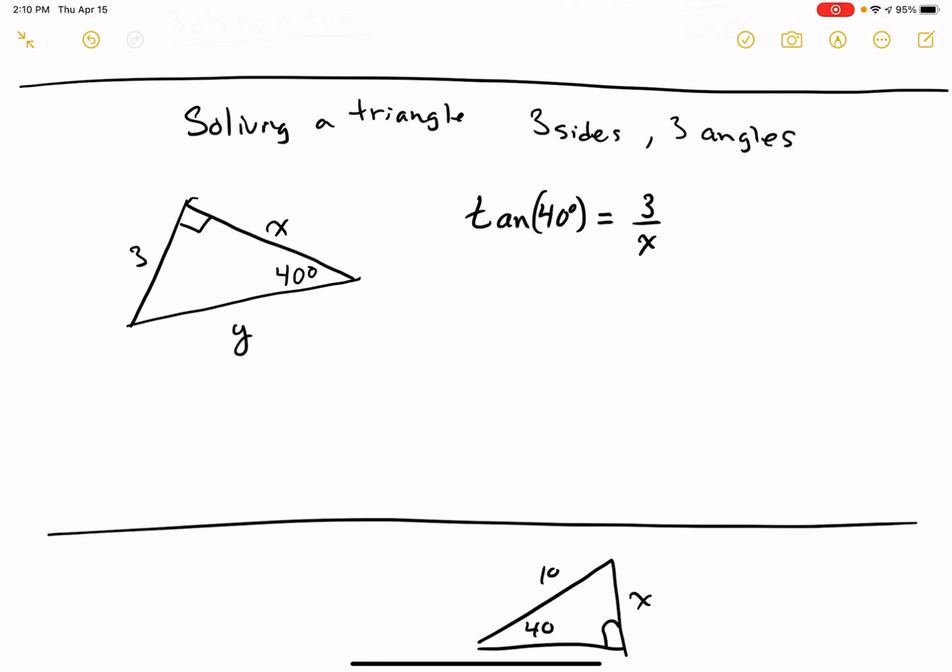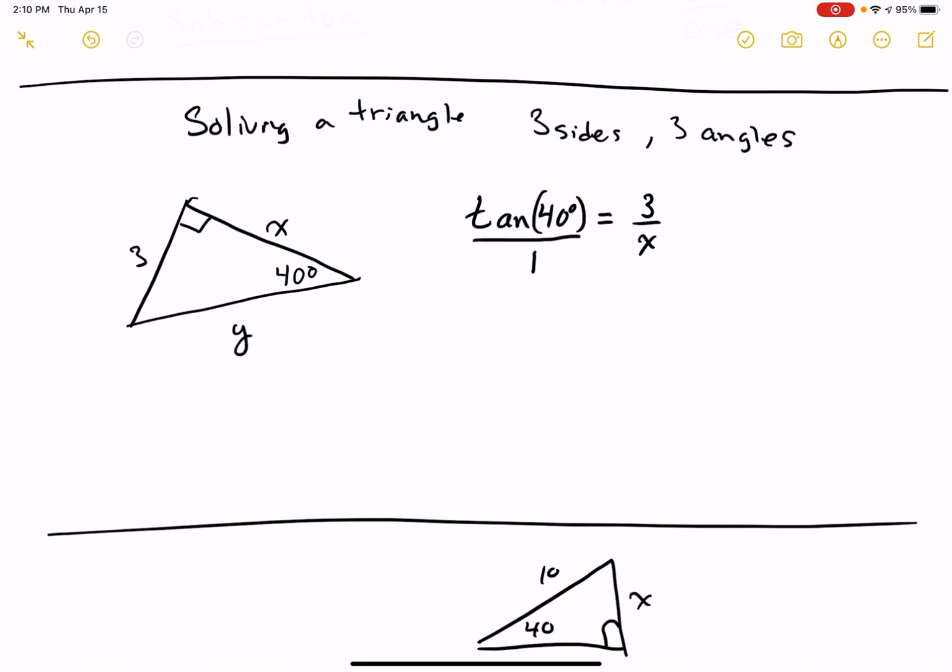Now, solving for these, you can use a little trick. What I do is I set it up as two proportions that are equal to each other, and I write tangent of 40 divided by 1. What this allows me to do now is when you have proportions, you can switch the numerator and the denominator on opposite sides of the equal sign.